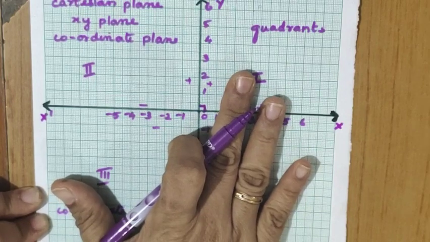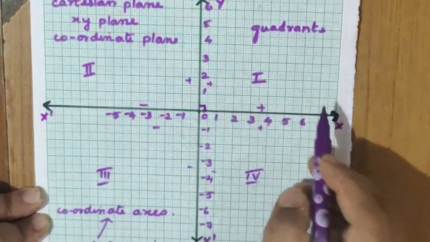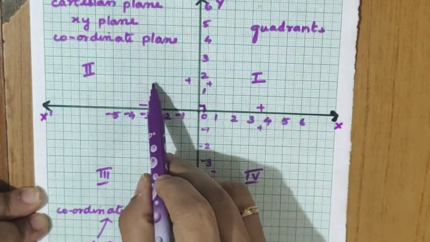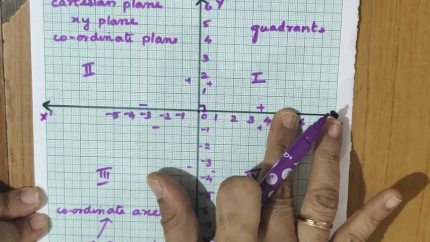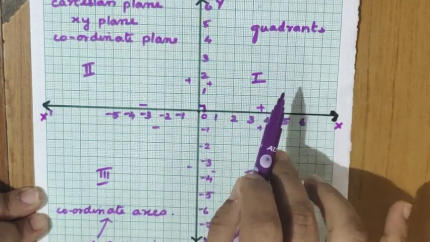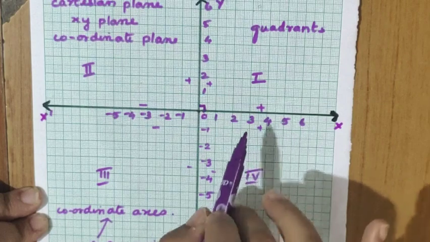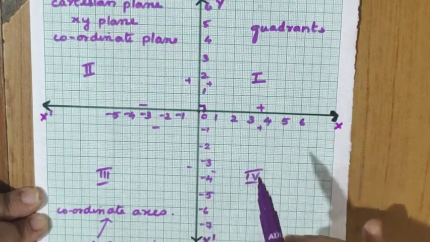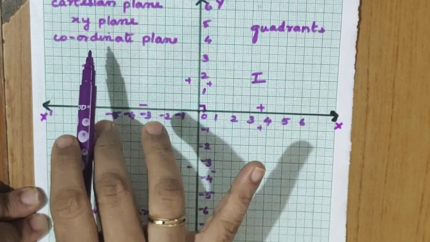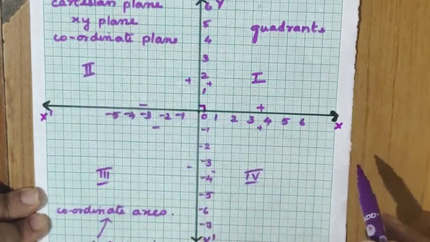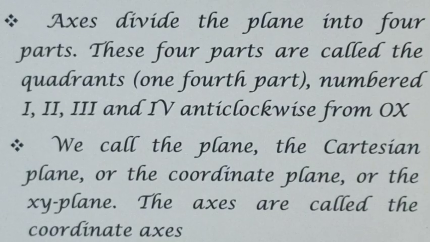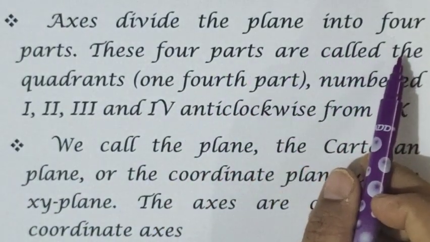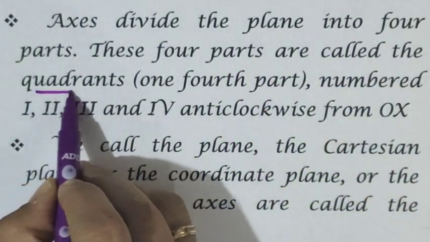Now we got two ideas from this lesson. What have you learned here? What is a quadrant? What is the name of the plane? What is the name of the axes together? The plane is divided into 4 parts, so it is called a quadrant. So there are four quadrants: first quadrant, second quadrant, third quadrant, and fourth quadrant, and the plane is called a Cartesian plane, xy plane, and coordinate plane. When you take the axes together, they are called coordinate axes. So I'll repeat the points once again. Axes divide the plane into four parts. These four parts are called quadrants.